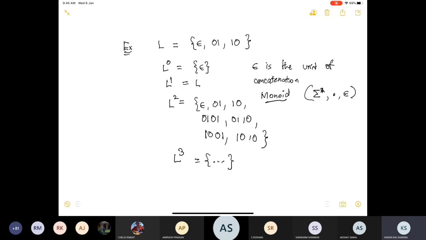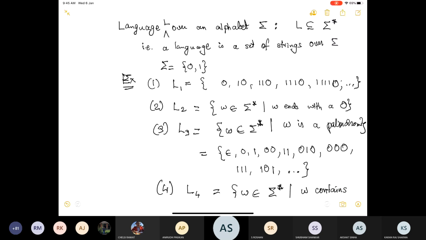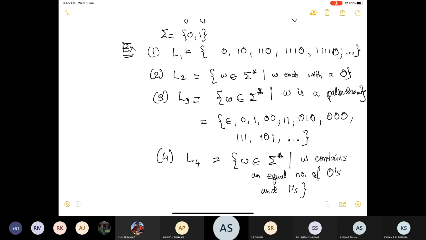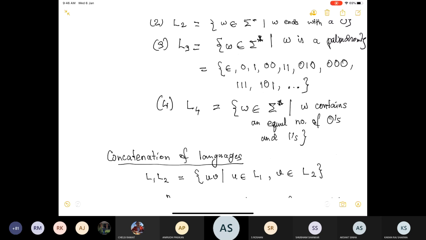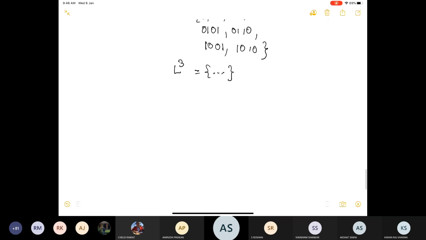Sir, does language necessarily contain the empty sequence? No, not necessary. Okay, sir. And I've given some examples. In fact, L1 and L2 are examples of languages which don't contain epsilon, right? Whereas L3 and L4 are languages which contain epsilon, right? Okay. So far, so good.